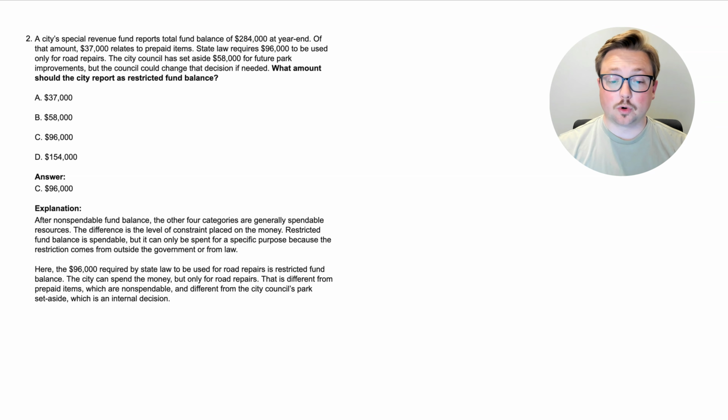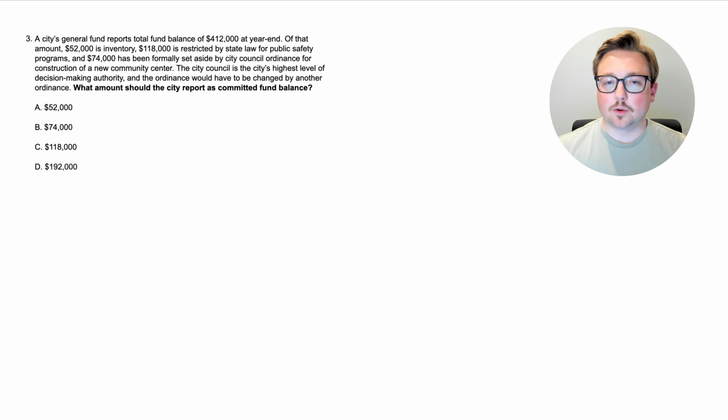Here, the $96,000 required by state law to be used for road repairs is restricted fund balance. The city can spend the money, but only for road repairs. That is different from prepaid items, which are non-spendable, like we just learned, and different from the City Council's park set-aside, which is an internal decision, and we'll learn about how to distinguish that in the next questions. But we learned in this question, after non-spendable, the next is restricted. And restricted means that it can be spent, but only on a very specific thing, and that restriction is set up by something outside of the government, like a law or some other entity. So that's the second piece of fund balance. Now let's go to the next question.